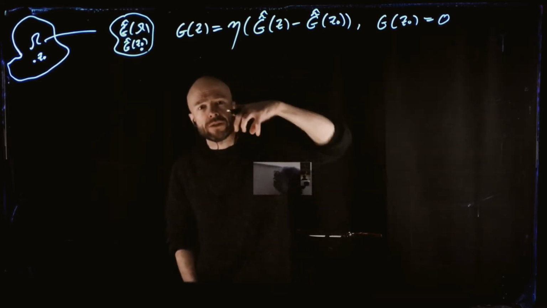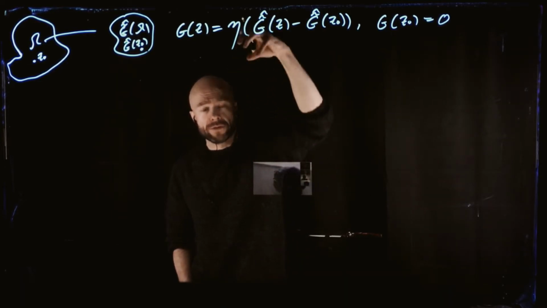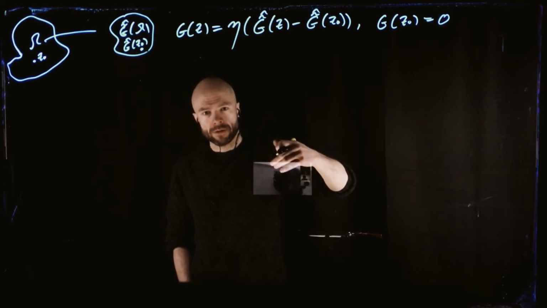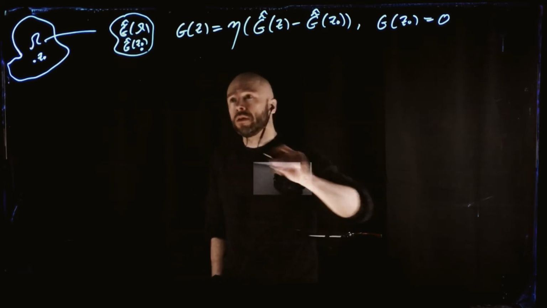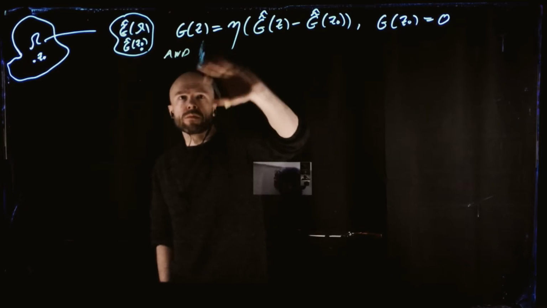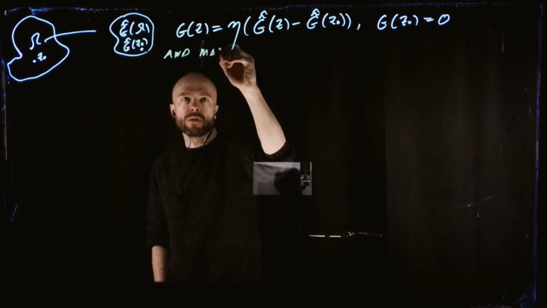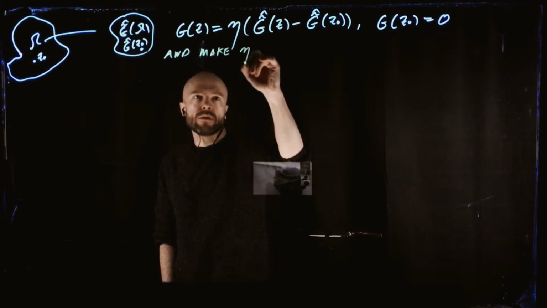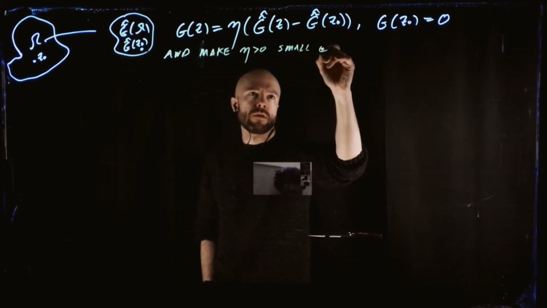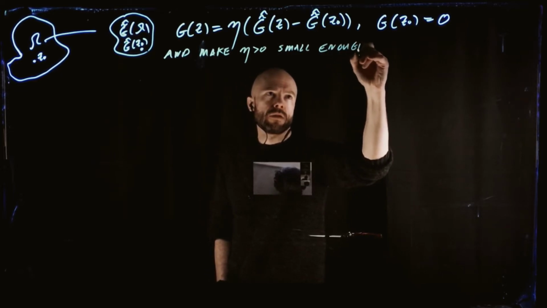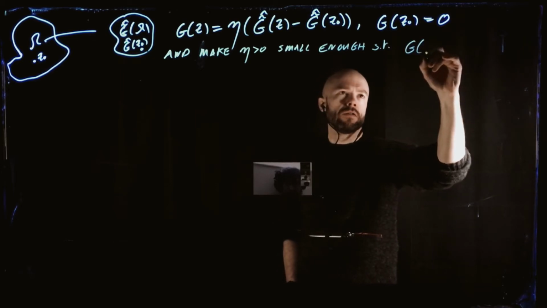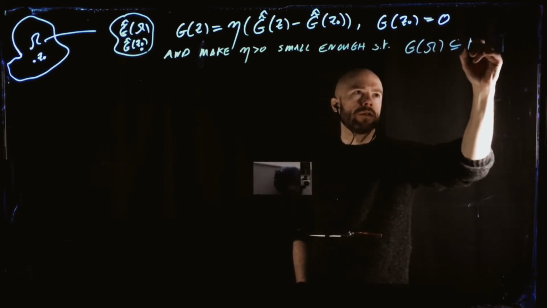And in order to make sure it's inside the unit disk, we just need to make eta small enough so that it's contained inside, because it's a bounded set. Make eta small enough so that G of omega is now contained within the disk, like this.